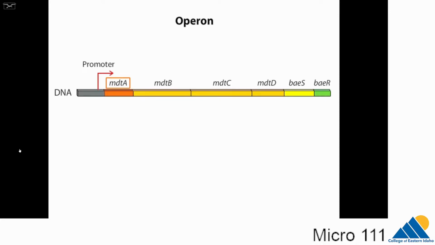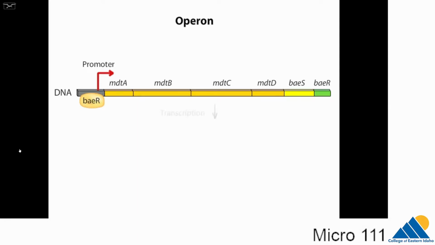Here, MDTA, MDTB, MDTC, and MDTD encode proteins of an efflux pump that exports antibiotics such as novobiocin from the cell. Gene BAES encodes an environmental sensor, and BAER encodes a regulator that binds to the promoter and upregulates the expression of the genes in the operon.